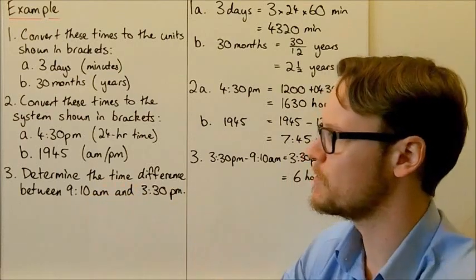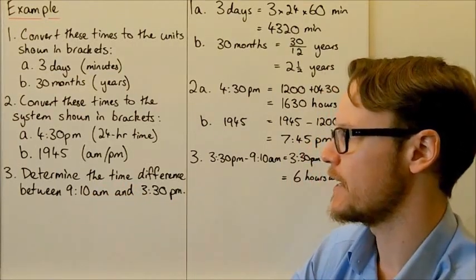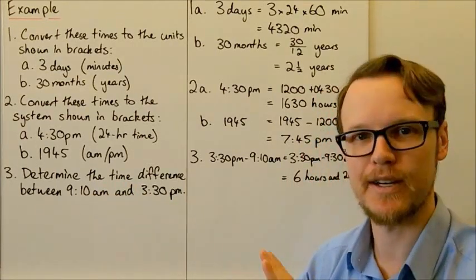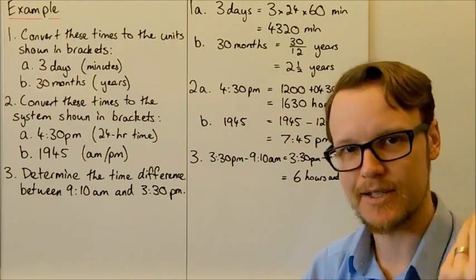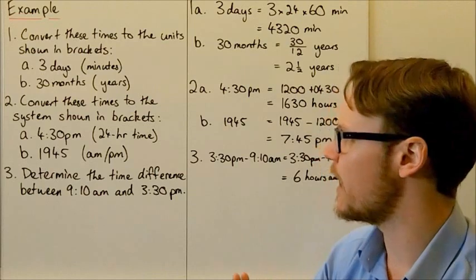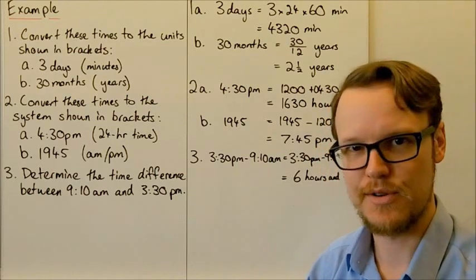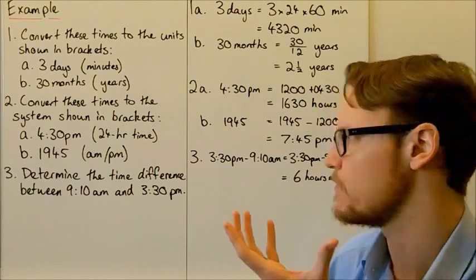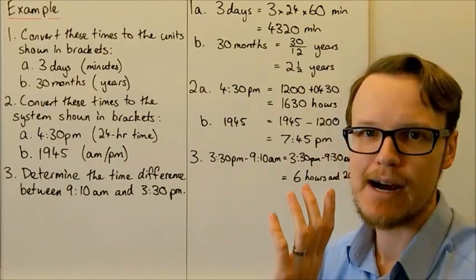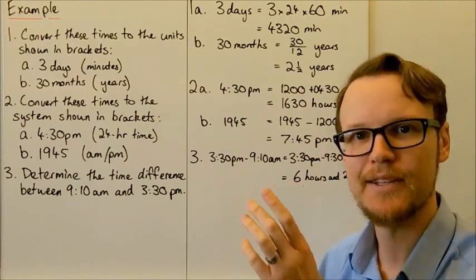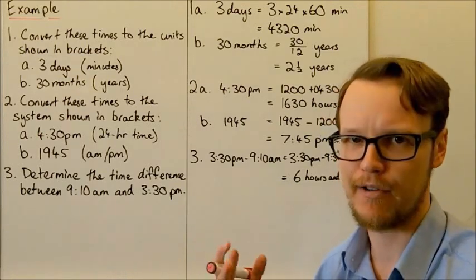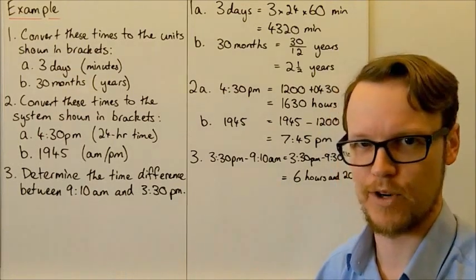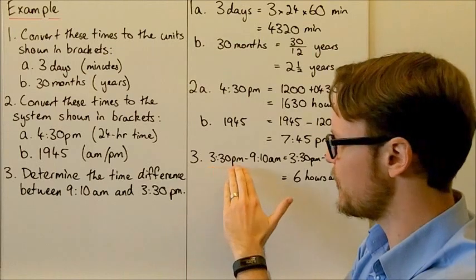To determine the time difference between 9:10 AM and 3:30 PM, there are a few different ways this could work, and it's best to think about it. The way that I like to think about these kinds of problems is to look at making the difference a whole number of hours, and then seeing how far off that is from what I'm actually looking for.